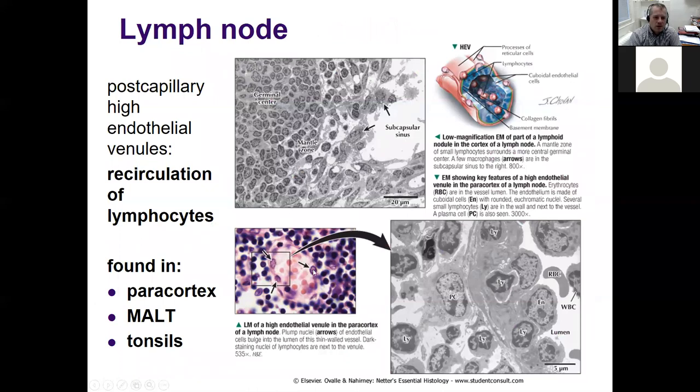Look at the high endothelial venule. It's really striking, this simple cuboidal epithelium, that it lets some lymphocytes pass from the bloodstream into the lymph node. Here, some lymphocytes have been photographed while passing across the wall of the capillary.